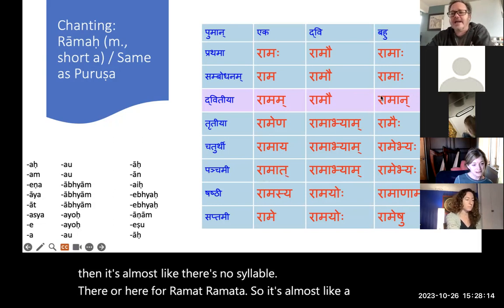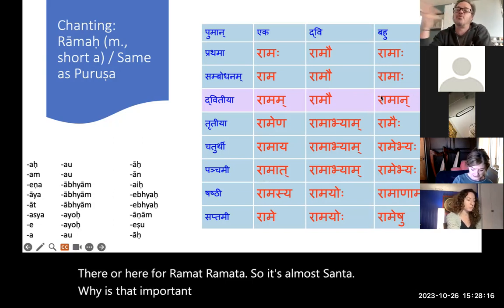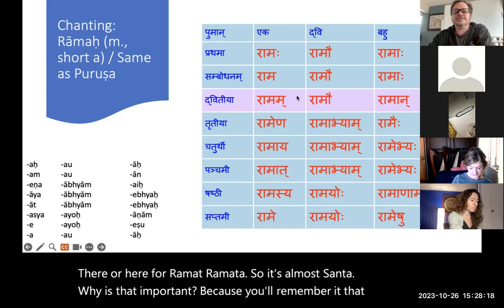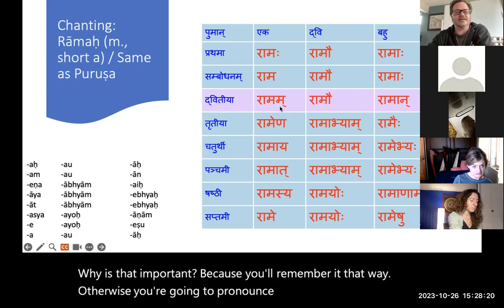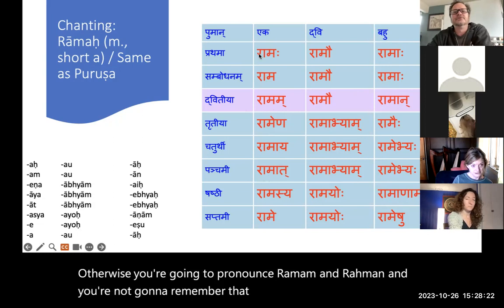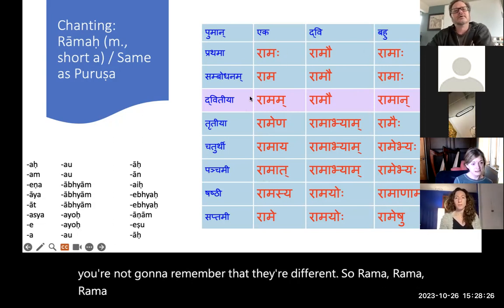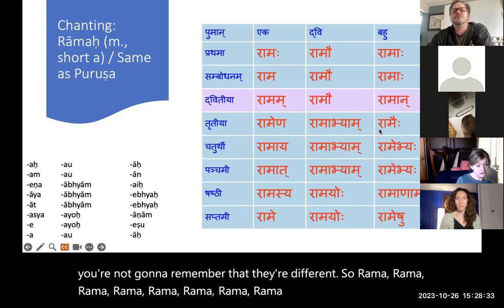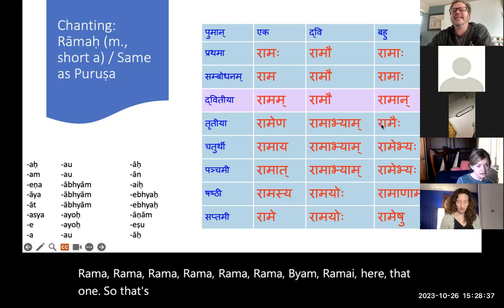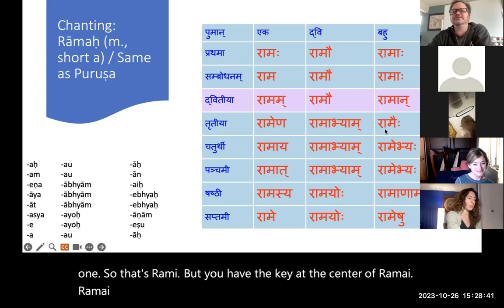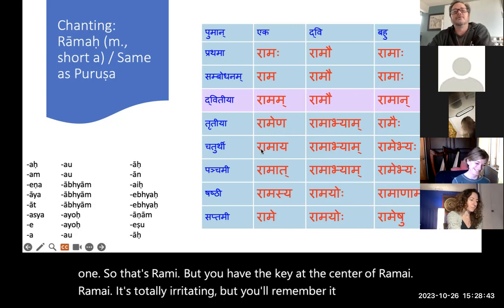Why is that important? Because you'll remember it that way. Otherwise, you're going to pronounce Ramam and Raman, and you're not going to remember that they're different. So Ramaha, Rama, Ramaha, Ramam, Rama, Raman, Ramena, Ramabhyam, Ramai. Hear that one? That's Ramai, but you have the hi sound at the end of Ramai. It's totally irritating, but you'll remember it.